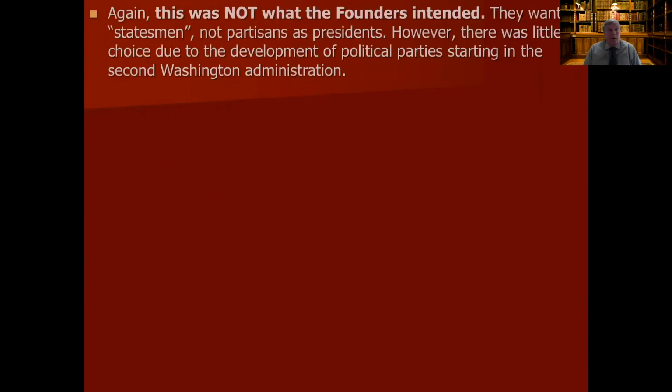Again, this was not what the founders intended. They wanted statesmen to be president, people who would represent the nation at large and look out for the best interests of everyone, not partisans as president. However, there was little choice due to the development of political parties starting in the second Washington administration.